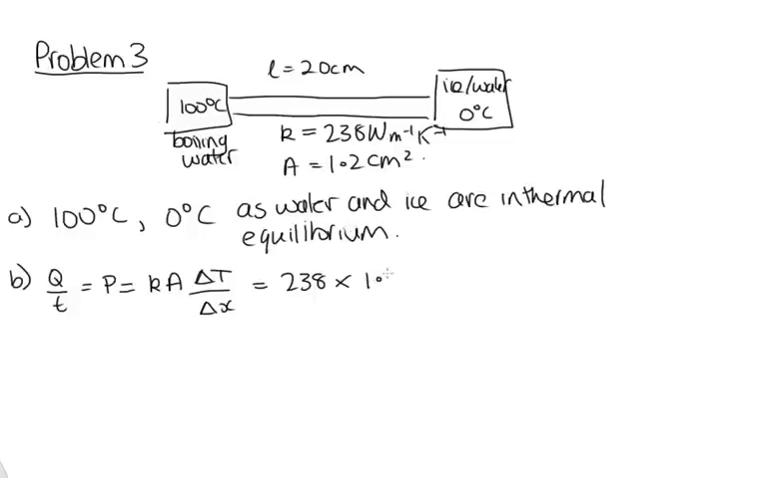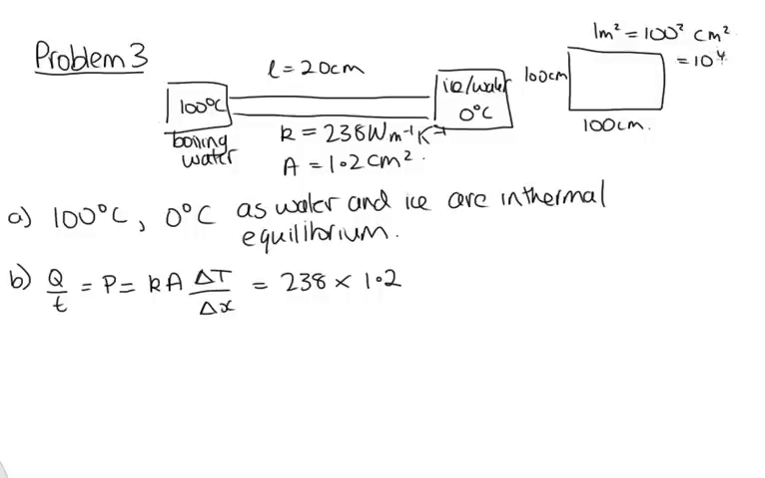So the surface area, the cross-sectional area, is 1.2 centimeters squared, but we want this in meters squared. Now in 1 meter, we've got 100 centimeters here and 100 centimeters here. And so 1 meter squared is equal to 100 squared centimeters squared, and so this is equal to 10 to the power of 4 centimeters squared. And so to get from centimeters squared into meters squared, we need to times it by 10 to the minus 4. The inverse of this, we've got less meters squared than centimeters squared.